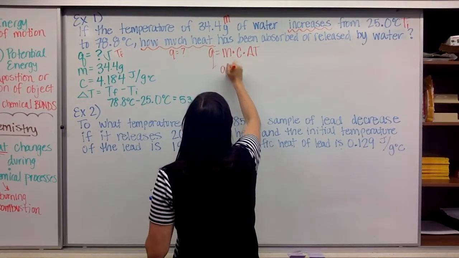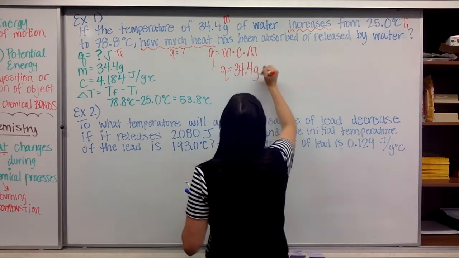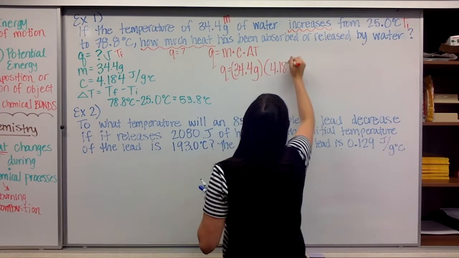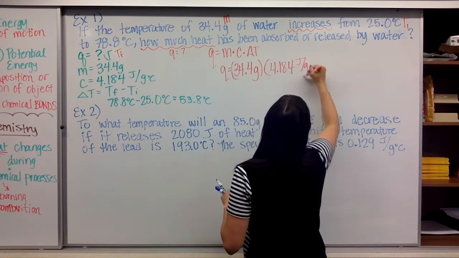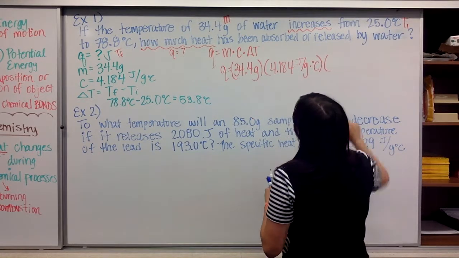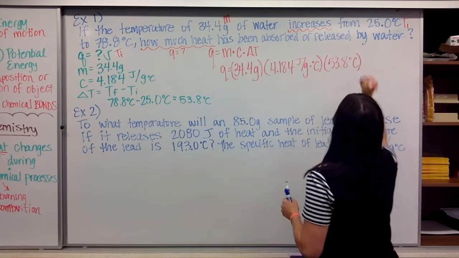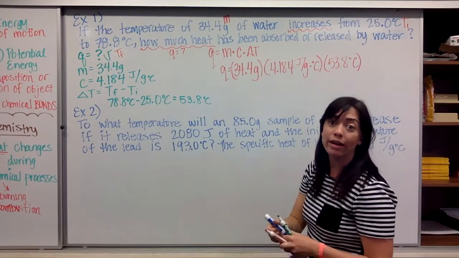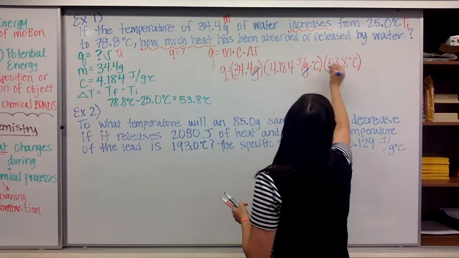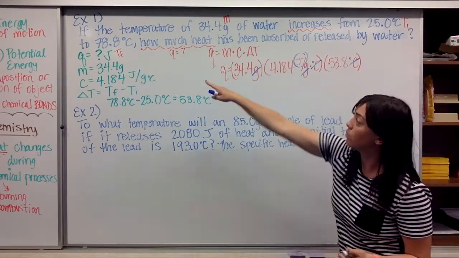So I'm going to say Q is equal to my mass, 34.4 grams, times my specific heat of water, 4.184 joules per gram degree Celsius, times my change in temperature, which is 53.8 degrees Celsius, and I'm going to go through and cancel out everything that I need to. So my grams cancel out, my degrees Celsius cancel out, and I'm left with joules. Great, that's what we want, remember?